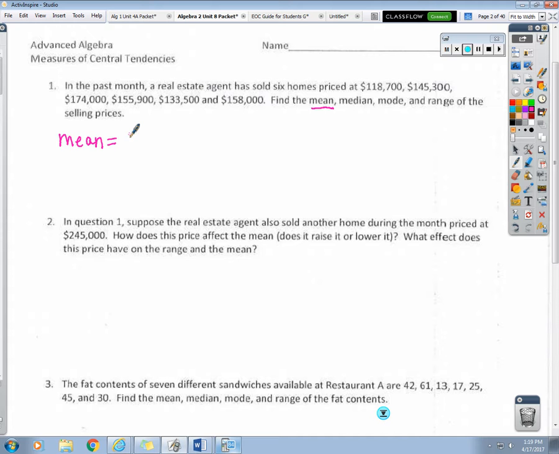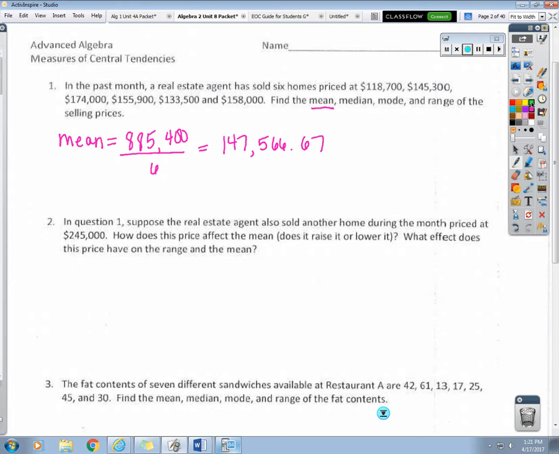Okay, everybody should be doing this. When you added them up, what was the sum of the numbers? Okay, and then what do you have to do to that sum? Correct. And when you divide it by 6, what do you get? Okay, so what's another word for mean? Average. So the average price of the home that real estate agent sold in the past month was about $147,566.67. That was the average price of the home.